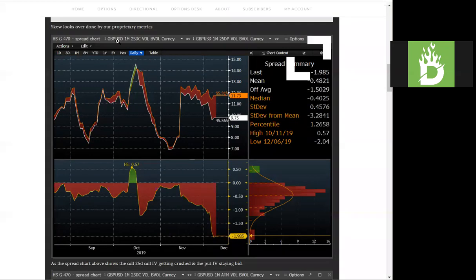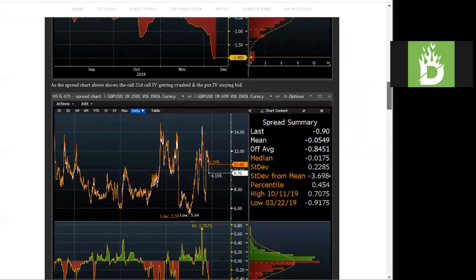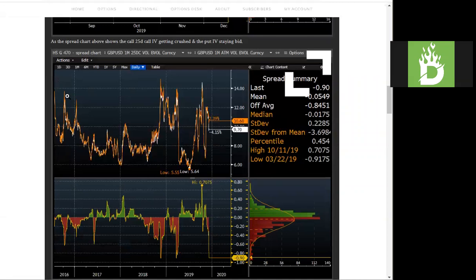I'm comparing this, just a different way of looking at it, the spread between the 1 month call and the 1 month put. You're seeing not only the whole IV structure, it's gone up a bit, but not that much, but you're seeing the calls get crushed and the puts get bid over, right? Standard stuff. Now here I'm looking at the trade itself.